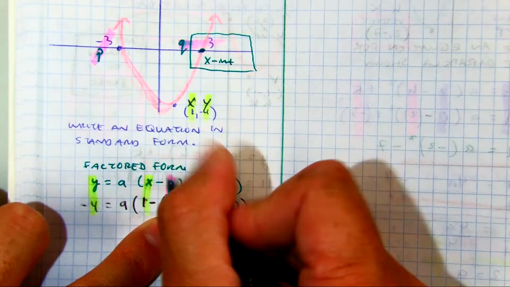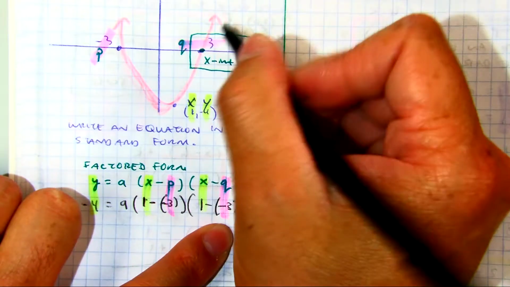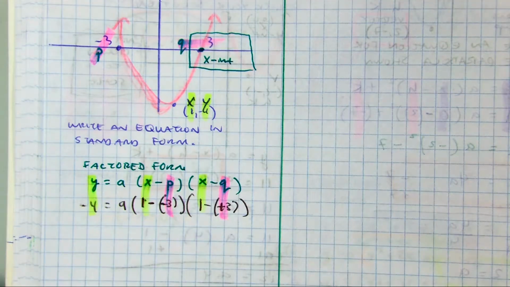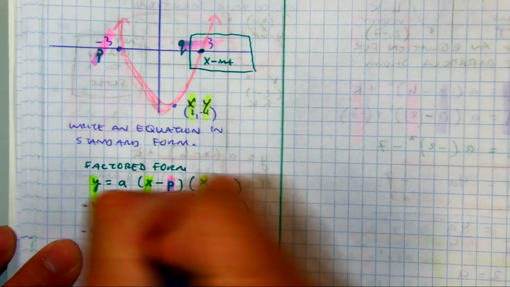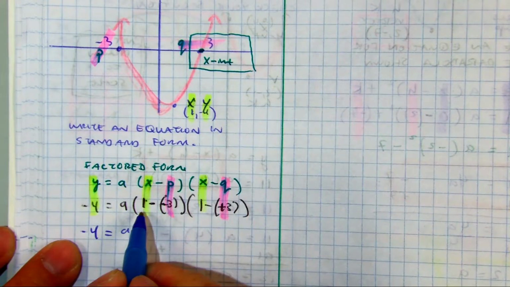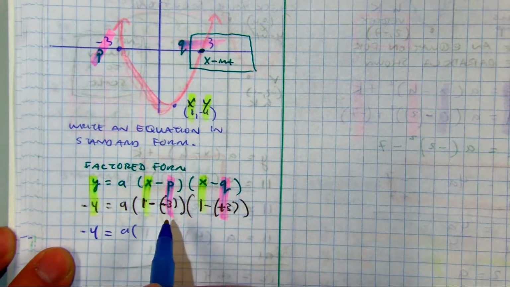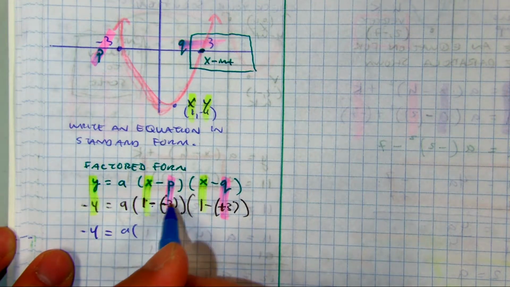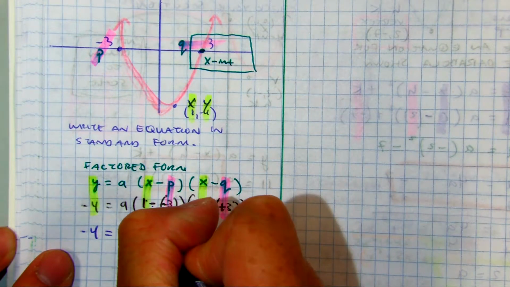P, oh, I mixed them up. P is -3. Sorry, you were right. And Q value is a +3. Let's go ahead and simplify that. -4 is equal to A times 1 minus -3. This is called the opposite of -3, which gives us what? 1 plus 3, which is 4.